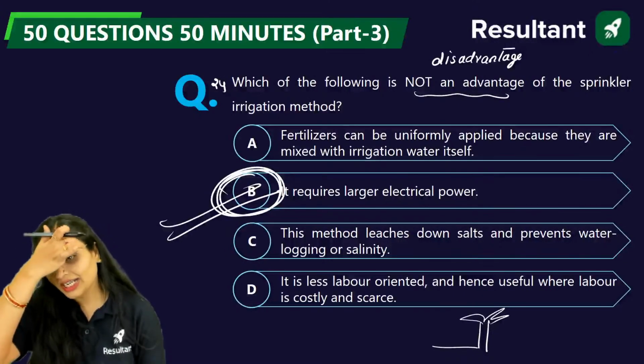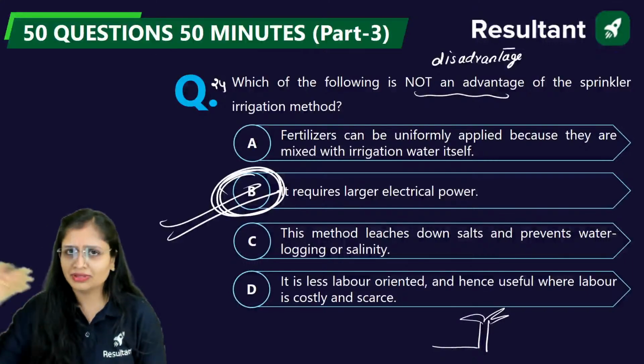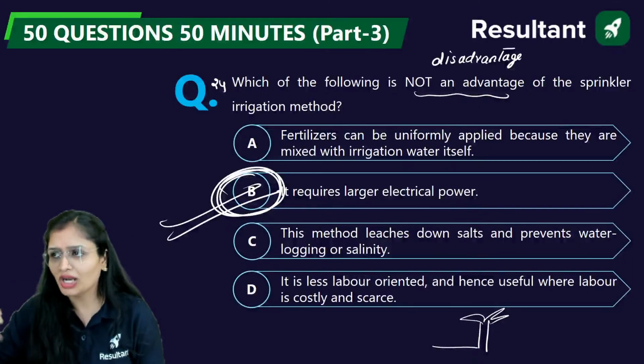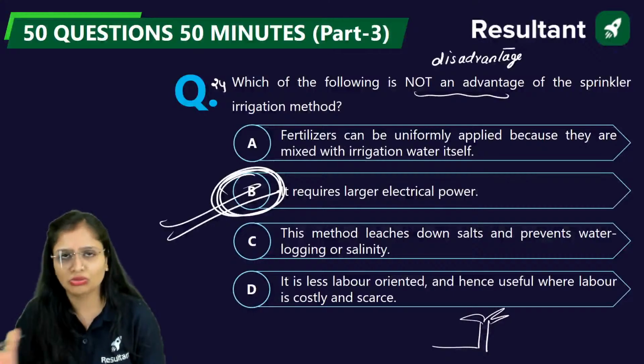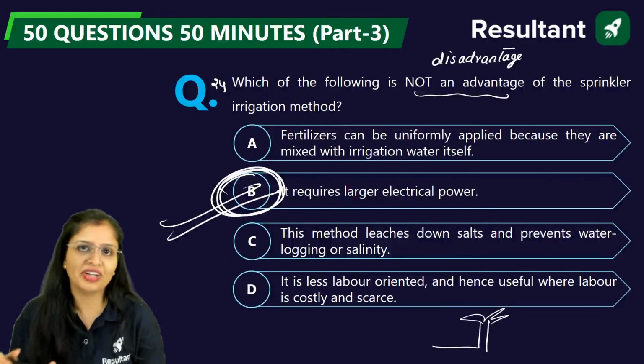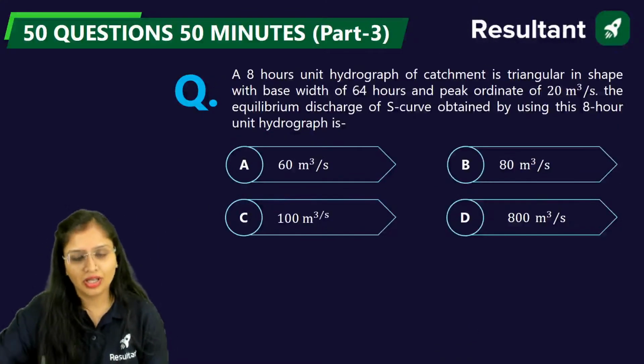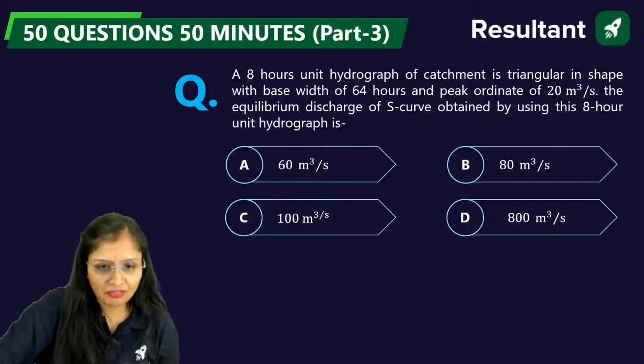It is less labor oriented. Yes, of course, because the network of pipes does the work. You don't need a labor who has to go and water the plants. So labor cost is less, dependency on labor is not there. So that is an advantage. Okay, now the 25th question.